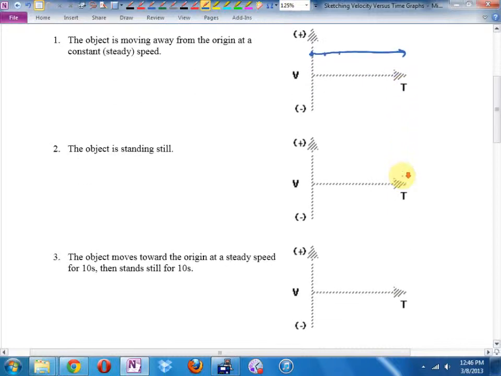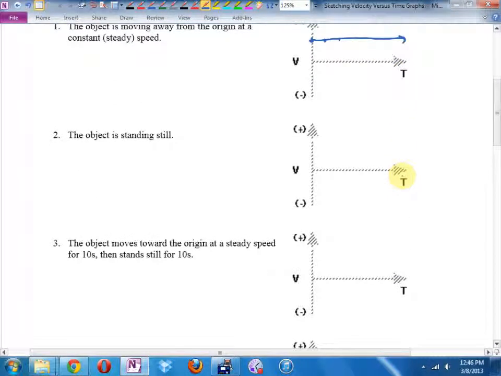What about if the object was standing still? What would that look like? All lines are straight. Horizontal line, how high? That would be this one. Because how high is that line? 0. What's your velocity? 0.